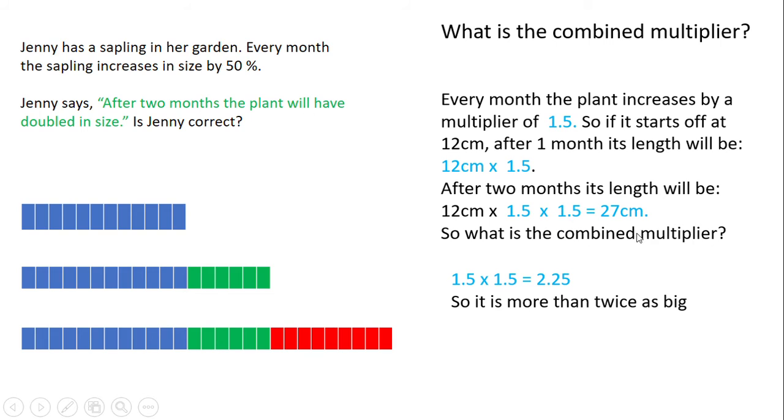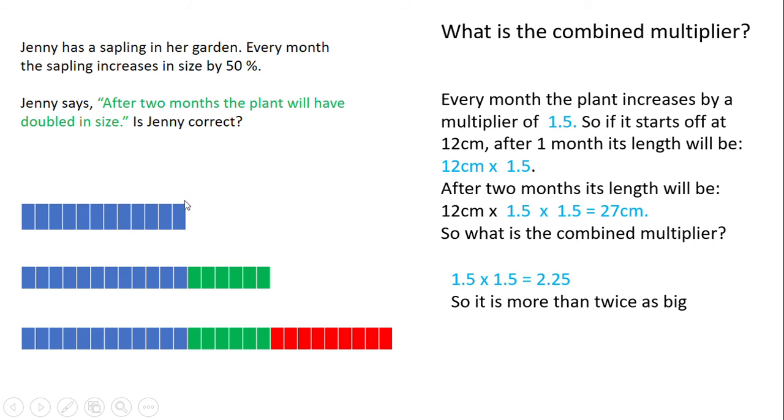So what is the combined multiplier? It increased by 50%, and then it increased by 50% again. 1.5 times 1.5 is 2.25. So it's increased by a factor of 2.25, which is more than 200%. It's more than doubled. Okay, and if we take 12 and increase it by 2.25, you can try that on your calculators. You will get 27 centimeters.